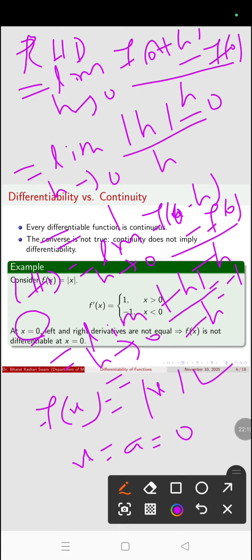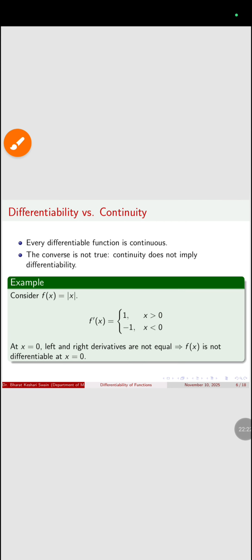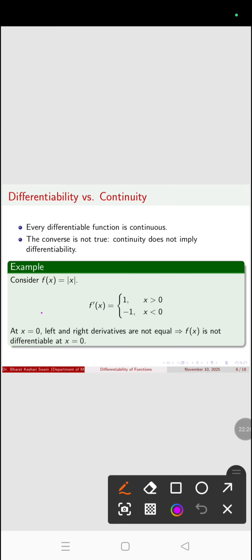So left hand derivative is minus 1. Right hand derivative is plus 1. So they are not equal. So the function is not differentiable. You can also show it like this: since left hand derivative is not equal to right hand derivative, the function is not differentiable at that point.